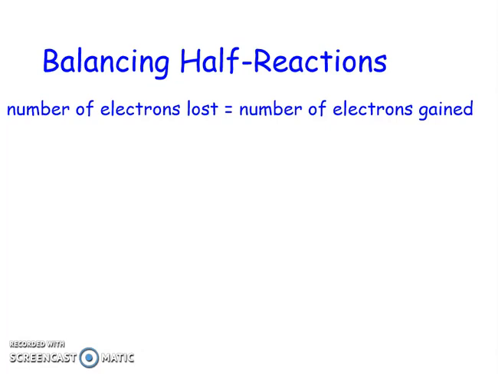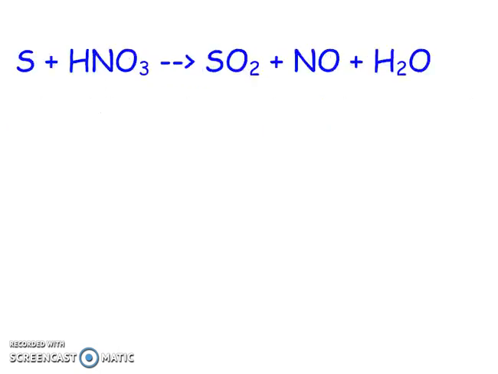Today we're going to learn how to balance the half reactions that we wrote a few days ago. By balance, I mean that the total number of electrons that is lost in a reaction must equal the total number of electrons that is gained during the reaction. So let's take a look at the reaction of sulfur plus HNO3 forming SO2 plus NO plus H2O.